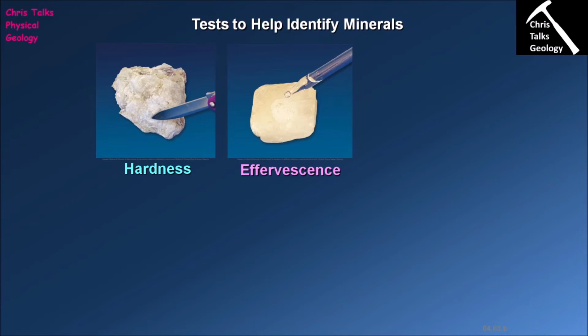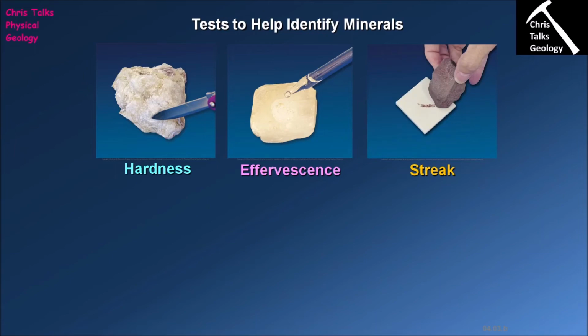So the presence of effervescence, the presence of a mineral that reacts with acid, tells us instantly that what we're looking at is probably a carbonate mineral. And so that instantly means we can discount a whole range of minerals and just focus in on the carbonate minerals. And at that point, we then just have to work out, right, which carbonate mineral am I actually looking at?